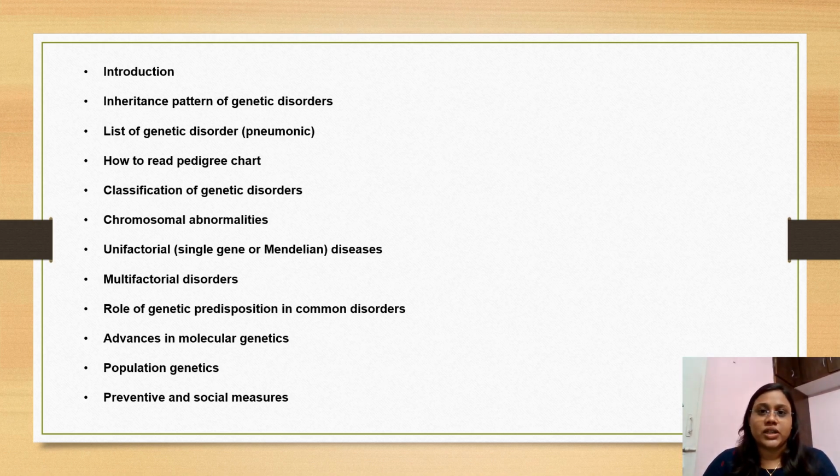Then population genetics. Frequently a short answer question is asked on this topic at both undergraduate and postgraduate level, so I will try to cover it in detailed form. Then preventive and social measures of genetic disorders.